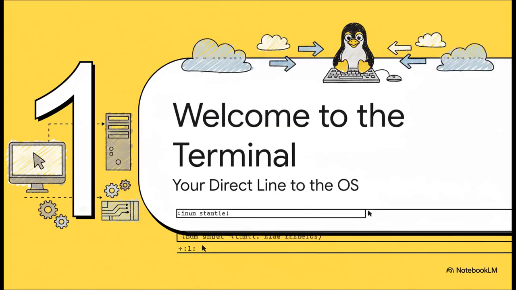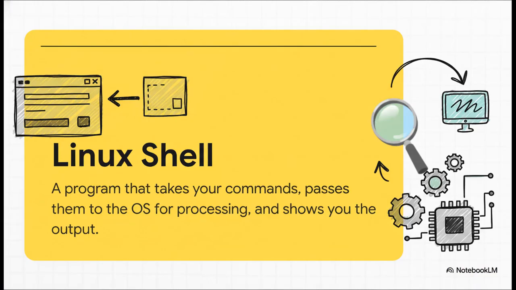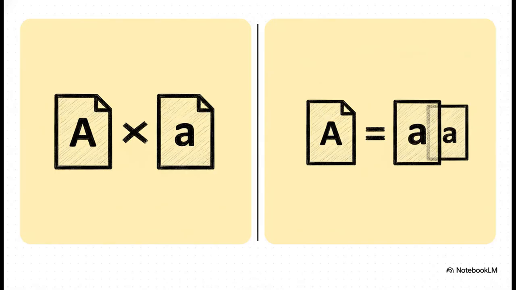Okay, first things first. Before we can start using this thing, we need to understand what it actually is we're looking at. Here's a little secret. You're not actually talking directly to the Linux operating system. You're talking to a program called the shell. Just think of the shell as your personal translator. You type something, the shell figures out what you mean, and then it goes and tells the OS what to do. The OS does the work, gives the result back to the shell, and the shell shows it to you.